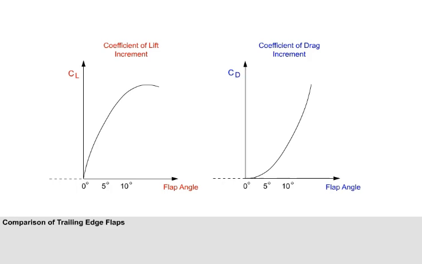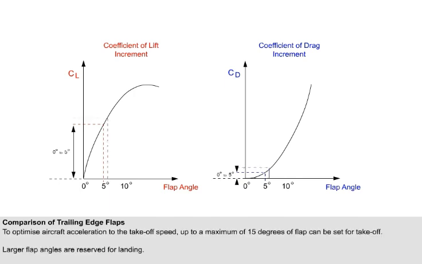We now need to highlight the difference between the change in lift coefficient and the change in drag coefficient with increasing flap angle. In this example, we have selected flaps 5. You can see that the increase in lift coefficient is much greater than the increase in drag coefficient. With a selection from flaps 5 to flaps 10, you can see the increase in lift coefficient is less, while the increase in drag coefficient is greater.